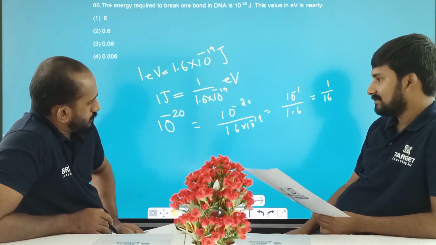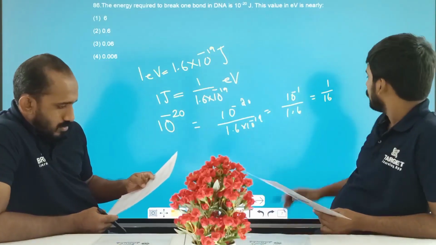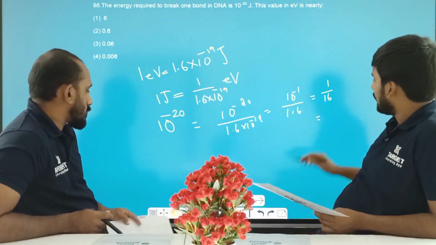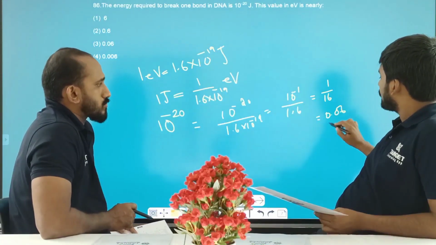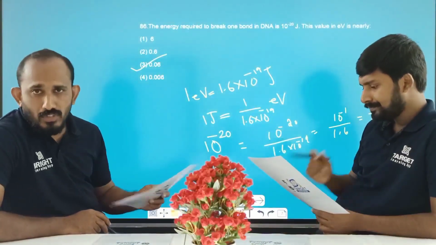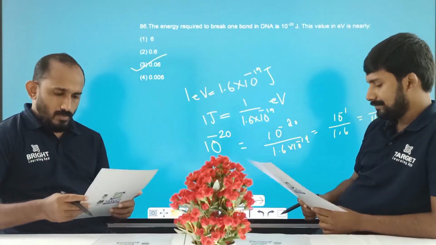So its value, 1 by 16, is almost 0.06. Answer is 0.06. Simple question. So that is the third option.